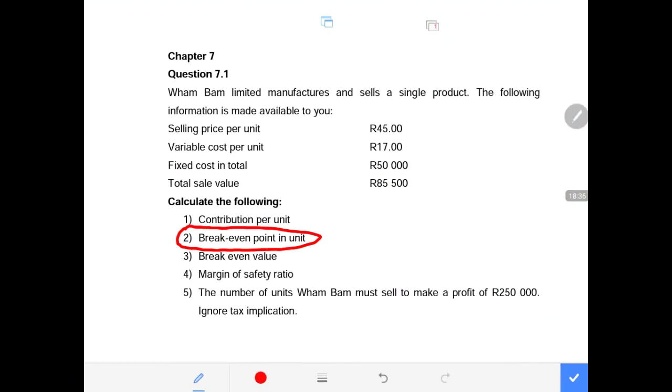Requirement number 3, we are required to calculate the break-even value, meaning how much revenue must be received at the break-even point. Remember, we are selling 1,786 units at how much? At a selling price of 50 Rand. So the break-even value will be the break-even units we calculated above, multiplied by the estimated selling price.